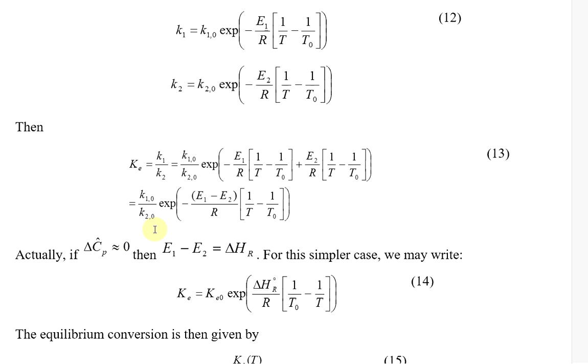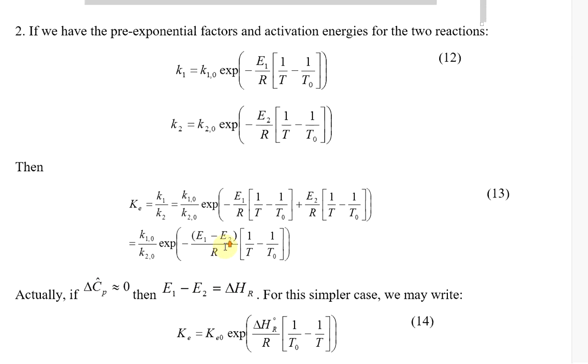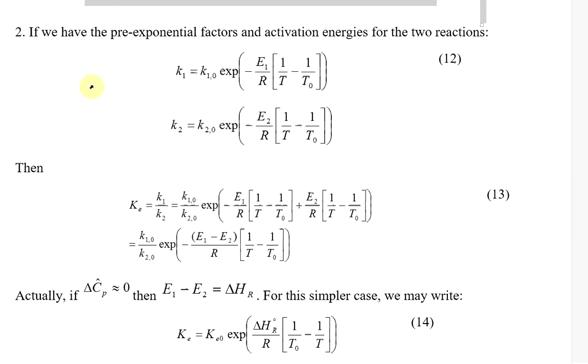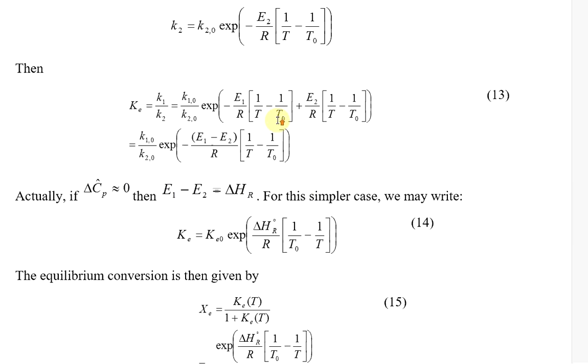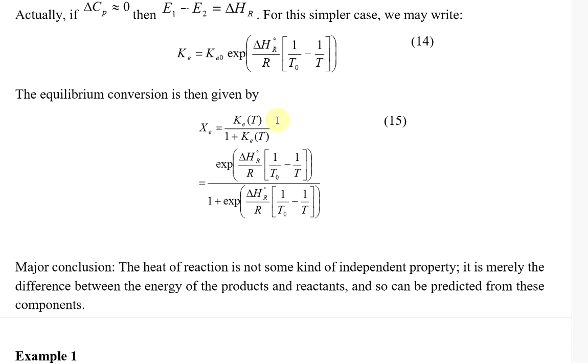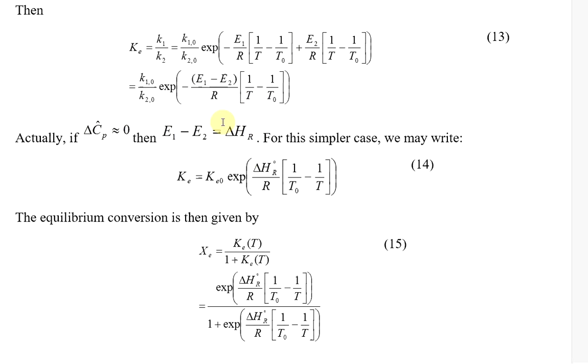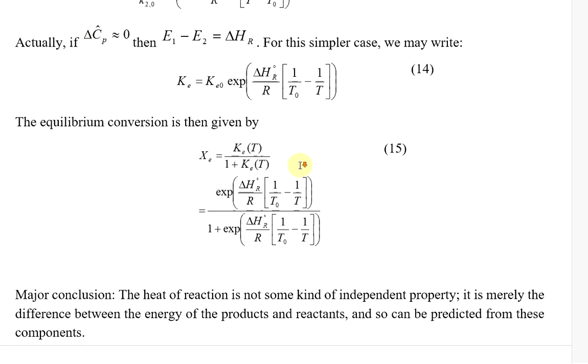for the case where delta Cp is approximately 0. This is a useful thing to have, in that if we are given the kinetic rate constants as temperature functions, we could just compare E1 and E2 to determine whether this is going to be an exothermic or endothermic reaction. If E1 is more than E2, then this will be positive and it's endothermic, and if E2 is greater, it's exothermic, and that's useful to know.